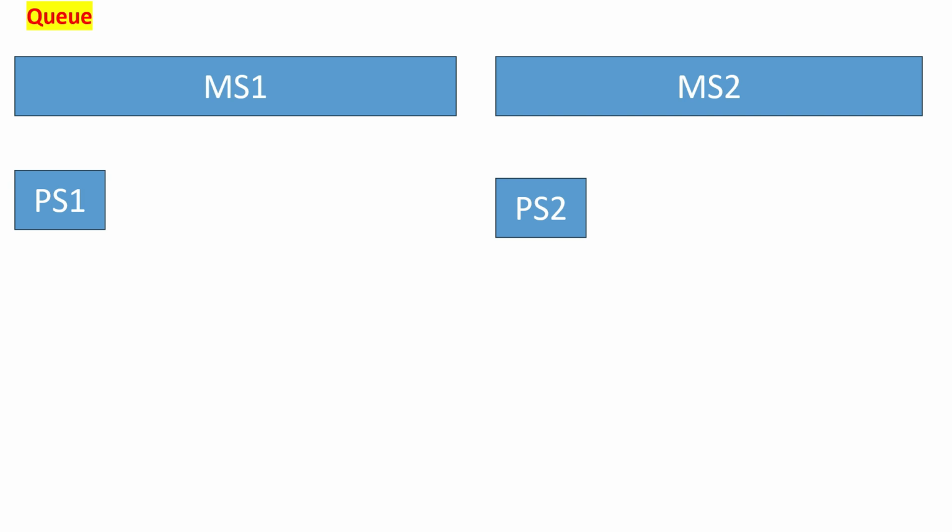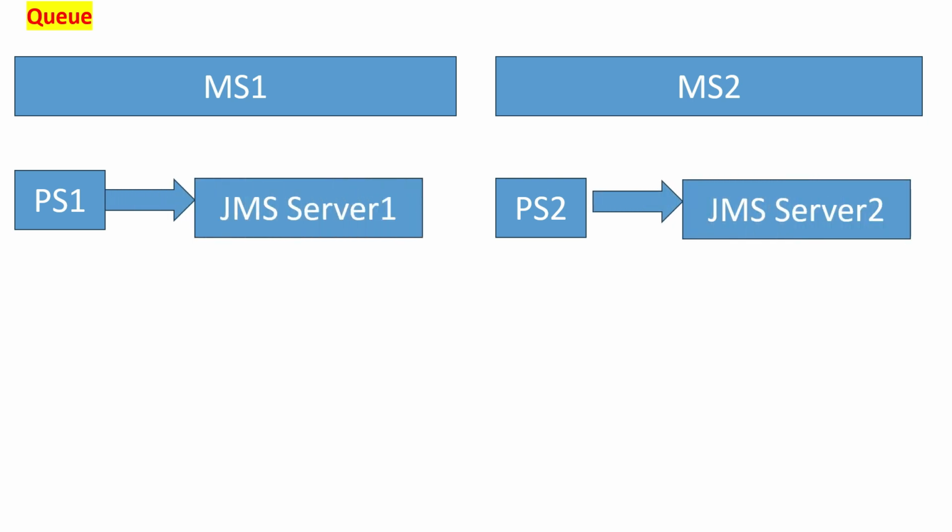For example, we define PS1 for managed server 1 and PS2 for managed server 2. Then we create two different JMS servers, one for each managed server: JMS server 1 for managed server 1 and JMS server 2 for managed server 2. Then we do the targeting. We target JMS server 1 to managed server 1 and JMS server 2 to managed server 2. This is the queue configuration.